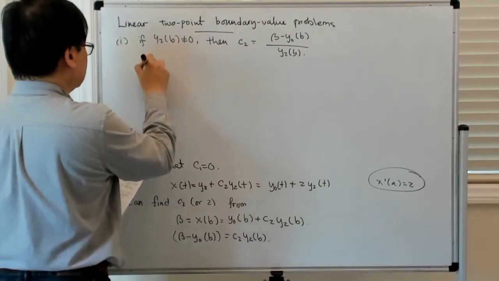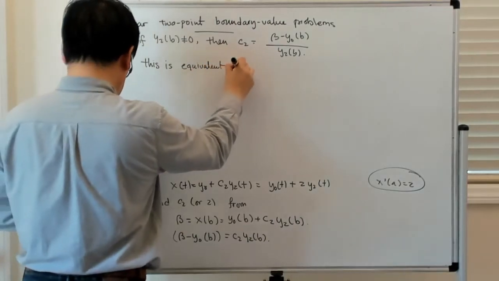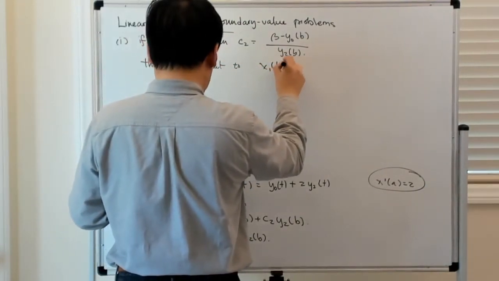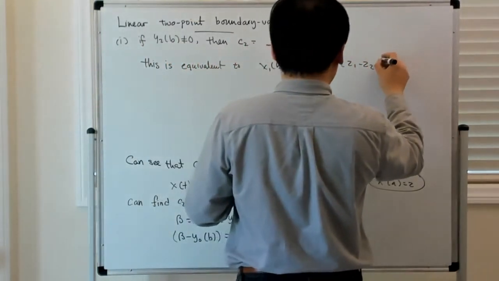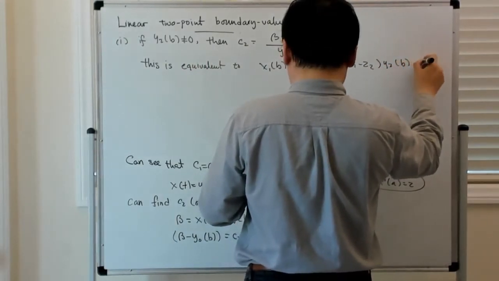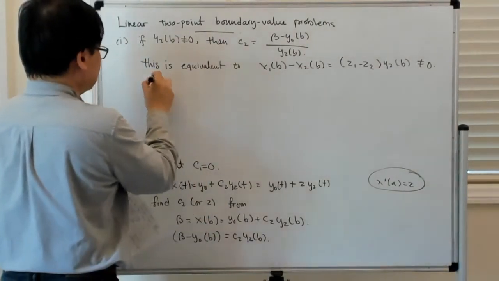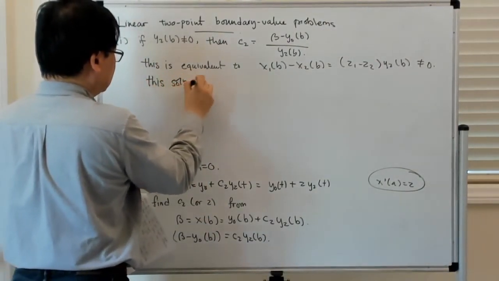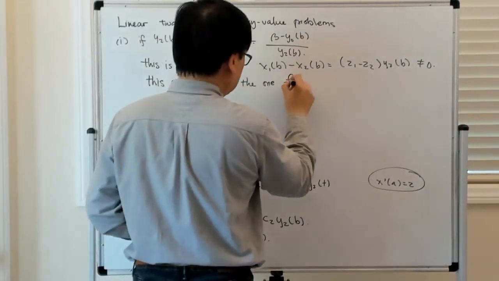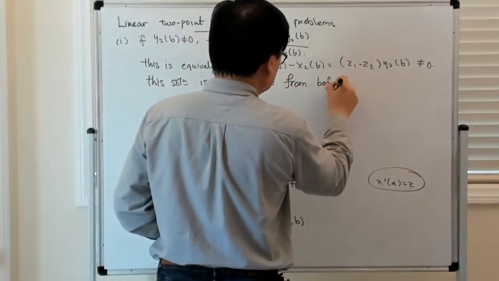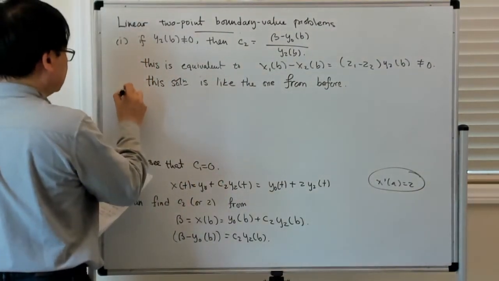So this is equivalent to x1 of b minus x2 of b, which is z1 minus z2 times y2 of b, being not 0. So this algorithm works like the one before. So this solution is like the one before. Okay. All right. So that's the first possibility.